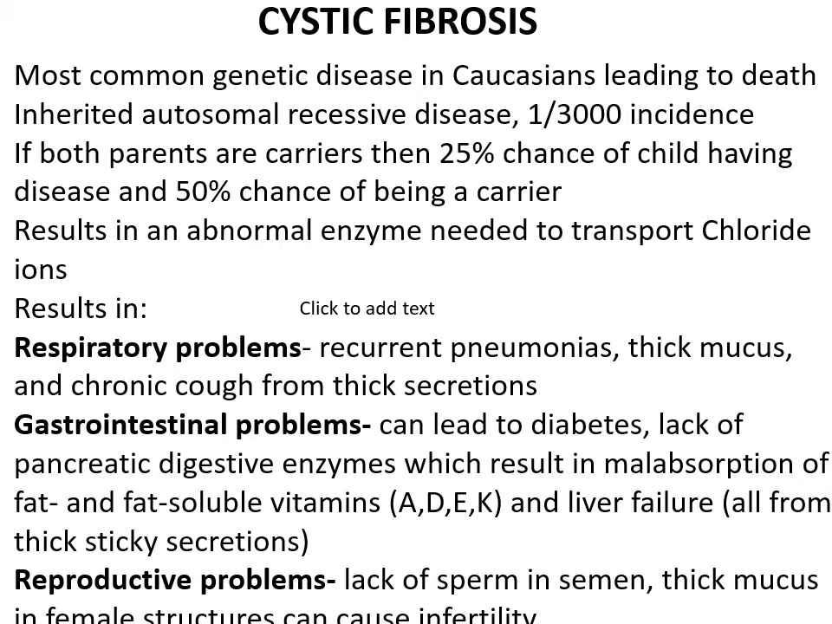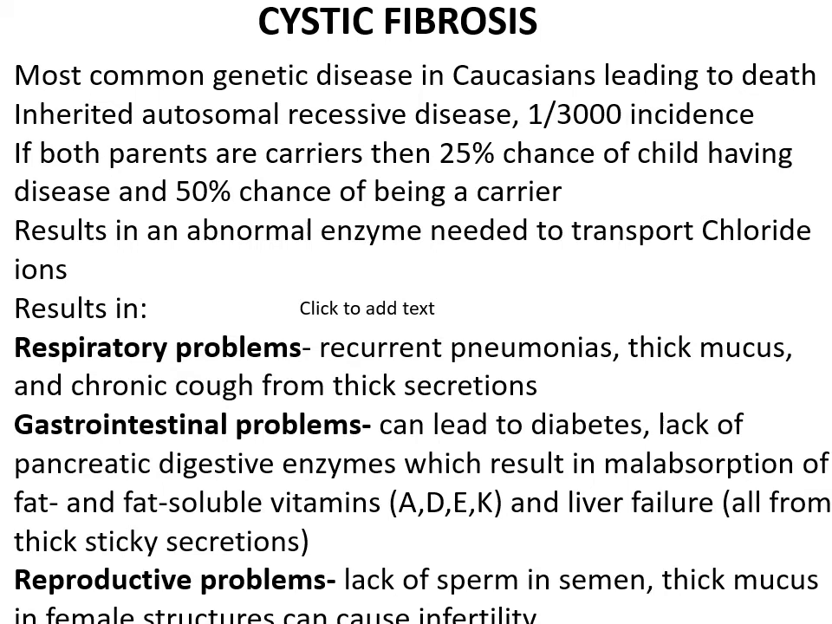So if both parents are carriers but don't have the disease, then there's a 1 in 4 chance of the child having cystic fibrosis. Okay? And really what's happening is that there's an abnormal enzyme that's required for transportation of chloride ions. That's the underlying problem with cystic fibrosis. And because of this seemingly minor abnormal enzyme dysfunction, you get a host of different symptoms and signs.